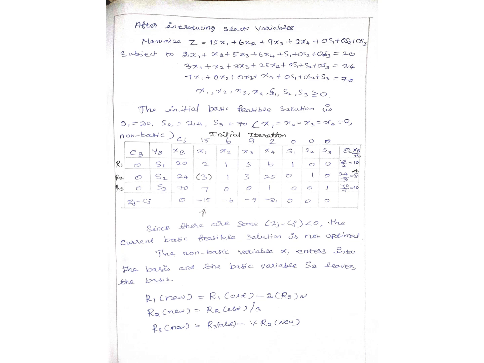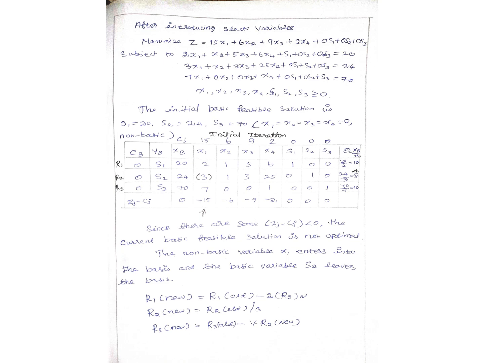And in the same way, we need to add the coefficients of the second constraint, that is 3, 1, 3, 25, 0, 1, 0. And in the same way, we add the coefficients of the third constraint in the initial simplex table. The coefficients are 7, 0, 0, 1, 0, 0, 1. So here we create the initial simplex table.